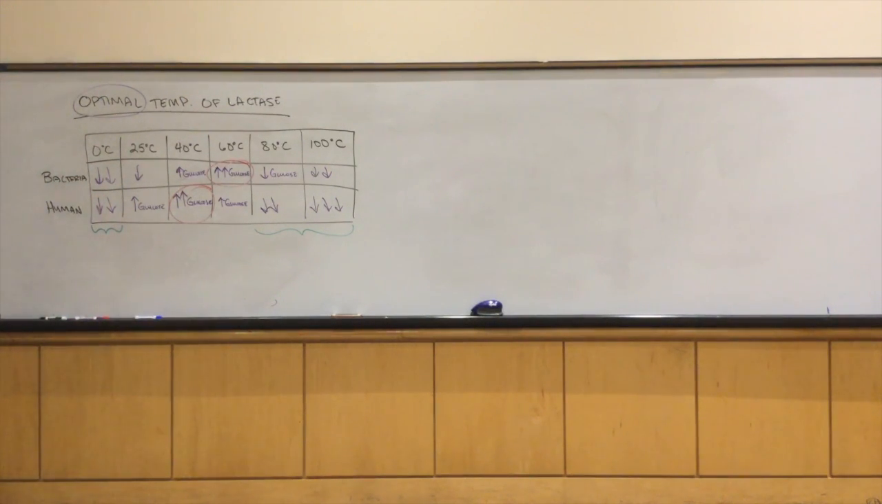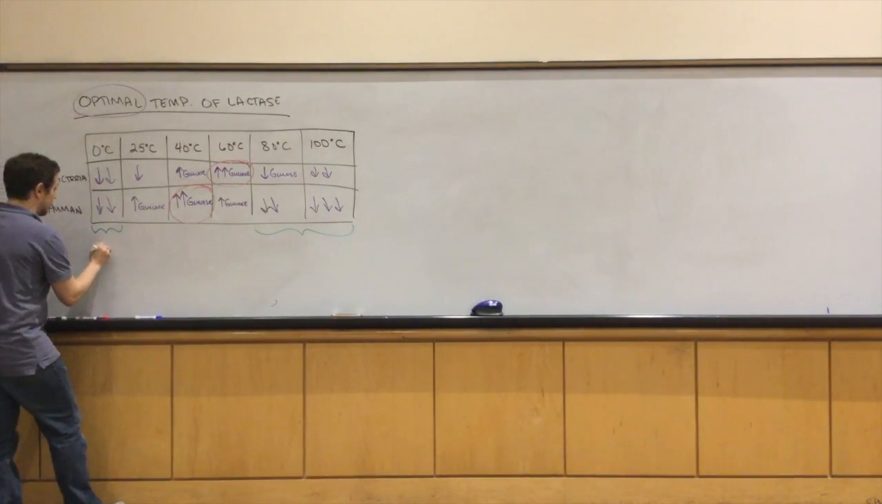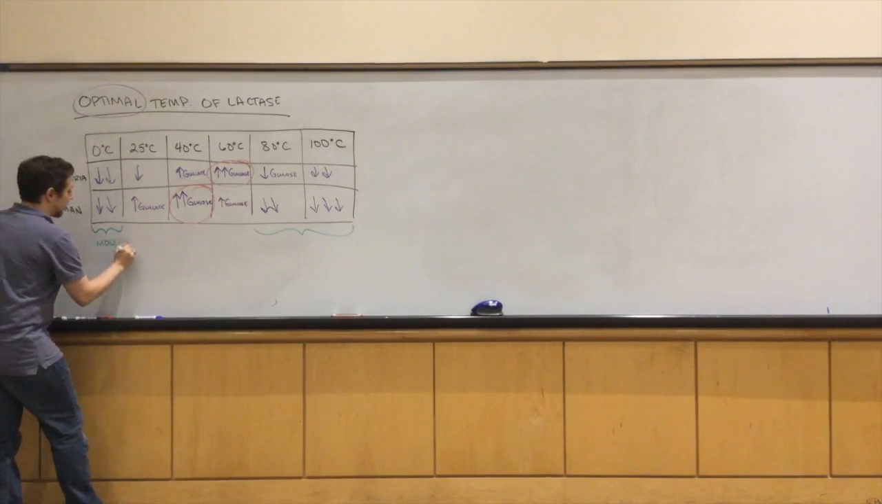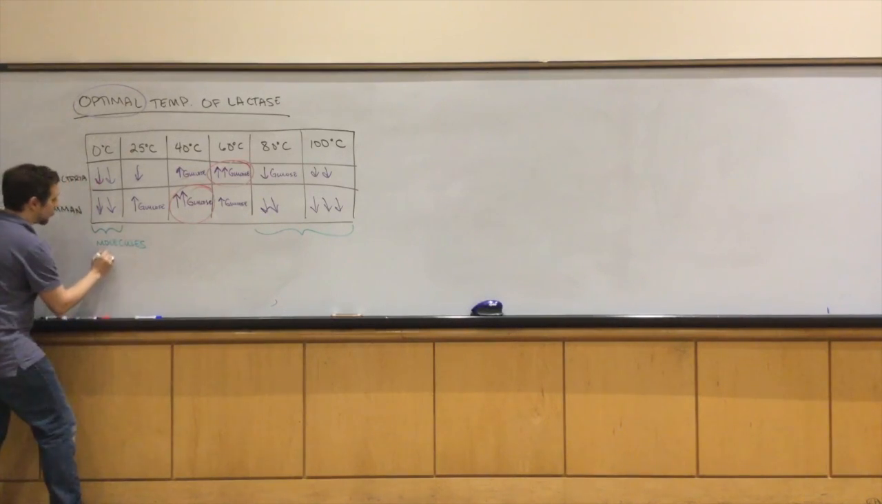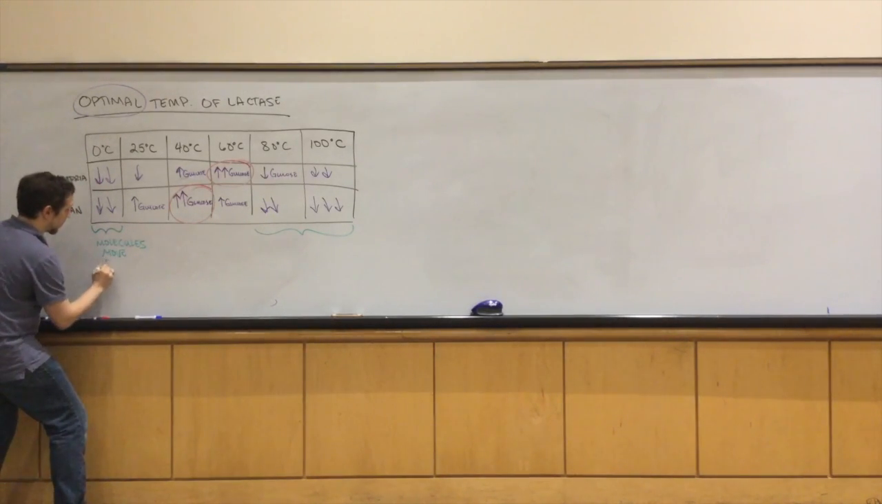So, why do you think I see such a low level of glucose production at 0 degrees? What's happening with the molecules there? They're just moving too slow because the kinetic energy is so low. So here, molecules move slow.